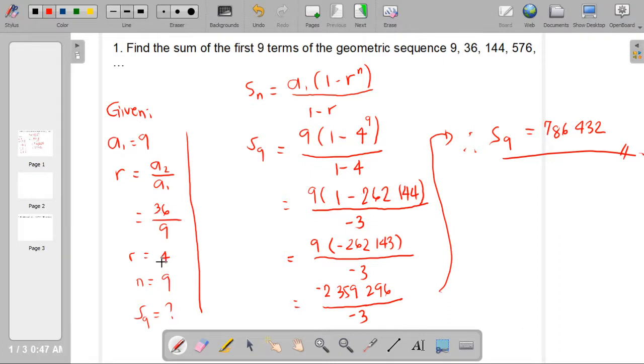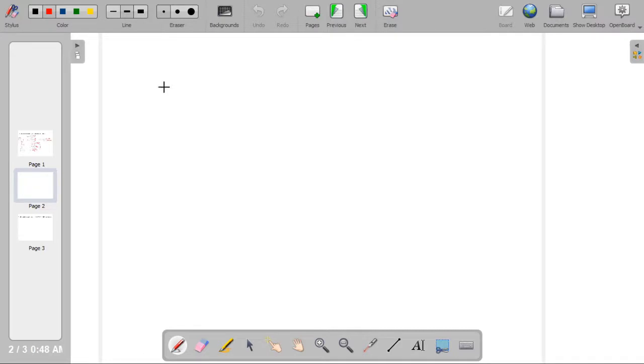Can you just imagine, 9 terms? Its common ratio is 4. So you multiply by 4 each time, 4 times 4, and then you add them all. Surely it will reach 786,432. So that's how the formula works. Okay. Next example. For the next example, we're going to make our own.